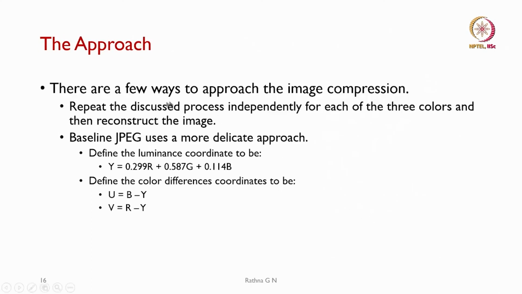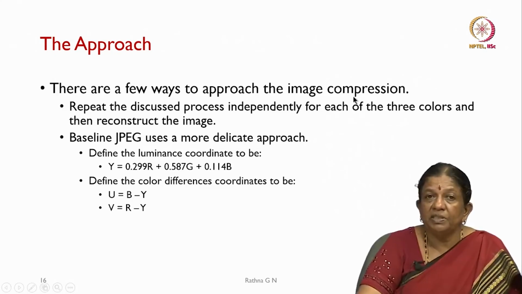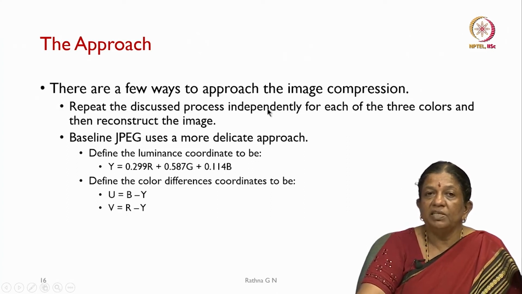So, how to go with this? Basically there are a few ways to approach the image compression, that is, repeat the discussed process independently for each of the 3 colors and then reconstruct the image. So, we will be doing the compression in the R plane and then the G plane and then the B plane, and then we can mix it. So, that is what it says.